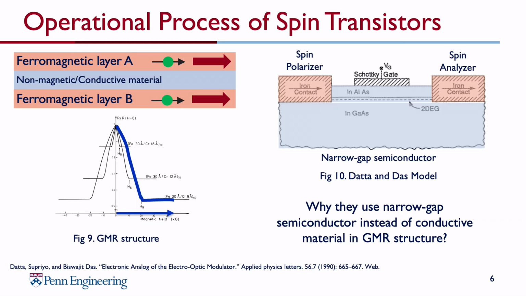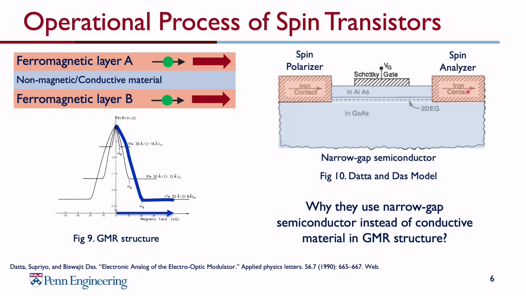Now, I'll explain the Datta-Das spin transistor based on the GMR structure in figure 9. Both the spin polarizer and analyzer are ferromagnetic contacts, and the spin polarizer injects electrons with a specific spin orientation into the semiconductor channel. A spin analyzer is for detecting a specific spin orientation.